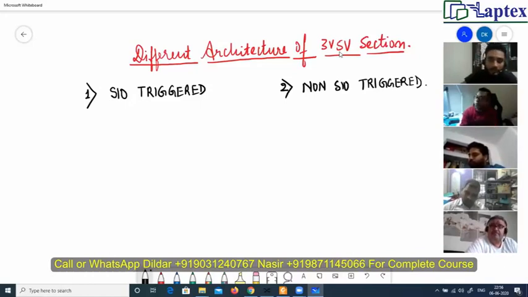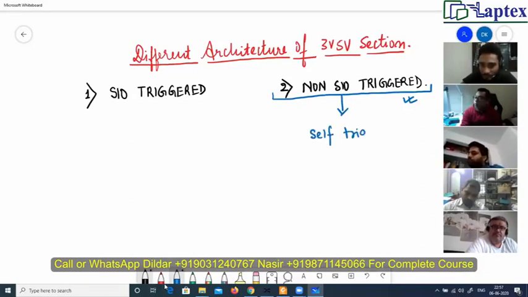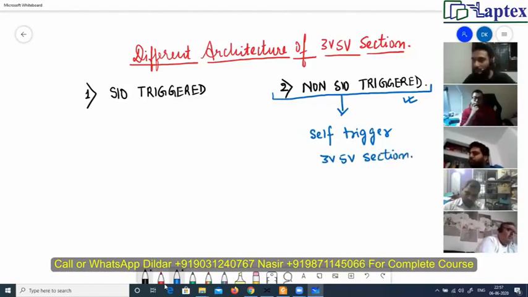Okay. In this, the non-SIO triggered will be a single category. This will contain what? Self trigger. Self trigger 3 volt, 5 volt section. And the SIO triggered will include PSL logic. You will come across PSL logic, what that PSL logic is, and how that will trigger the 3 volt, 5 volt section.